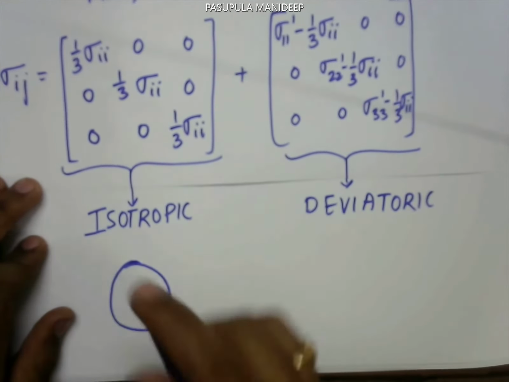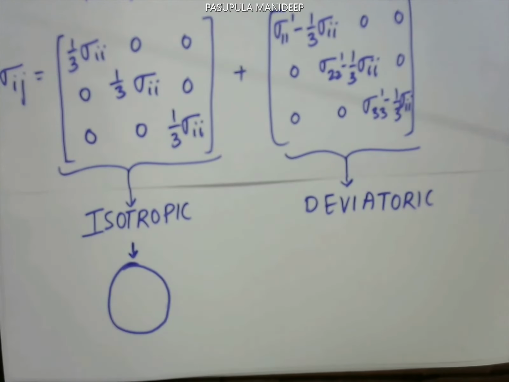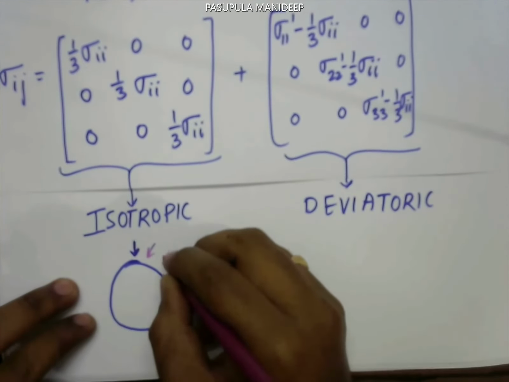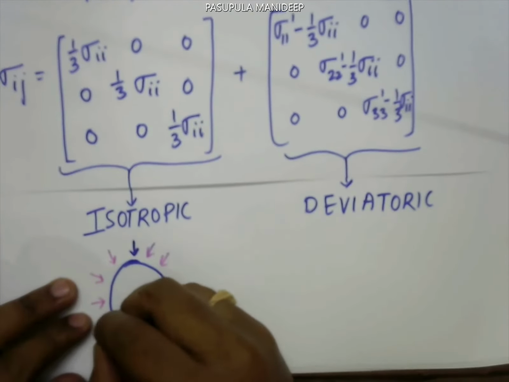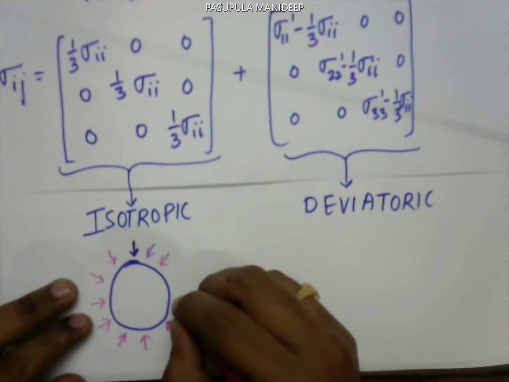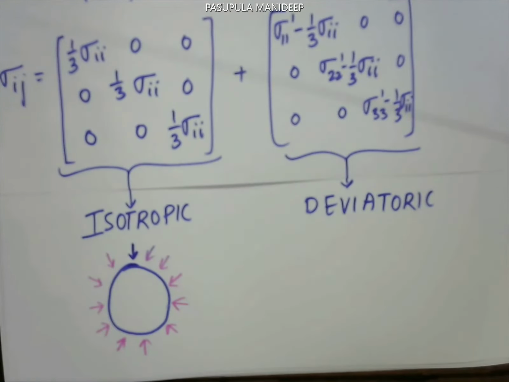So all the forces on that would be something like this: in every direction there is an equal amount of force acting. There is an equal amount of force acting in each direction.